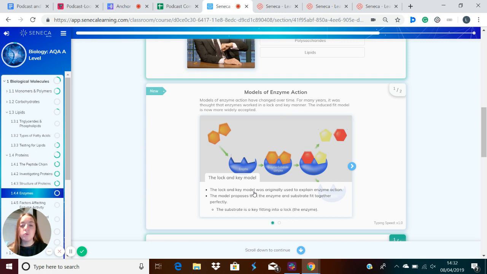The lock and key model was originally used to explain enzyme action. The model proposed that enzyme and substrate fit together perfectly. For example, the substrate is a key fitting into a lock, which is the enzyme. So imagine when you put your key into a lock, it fits in perfectly because the lock has been made for the key, or the key has been made for the lock. And when you turn that, you open the door. I guess when the substrate fits into the enzyme, you're allowing a reaction to happen.